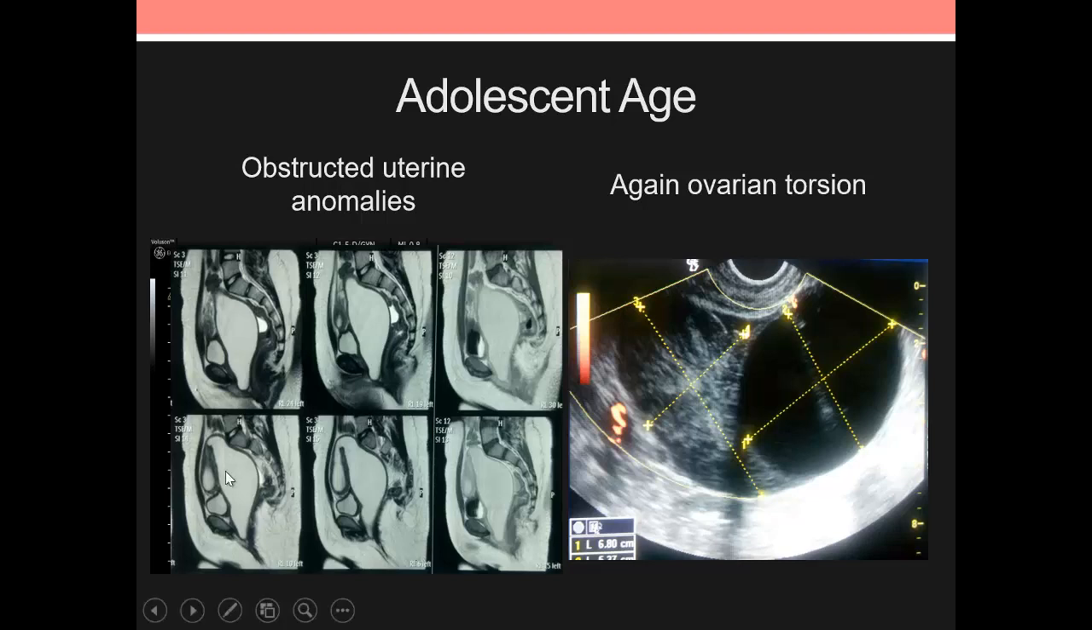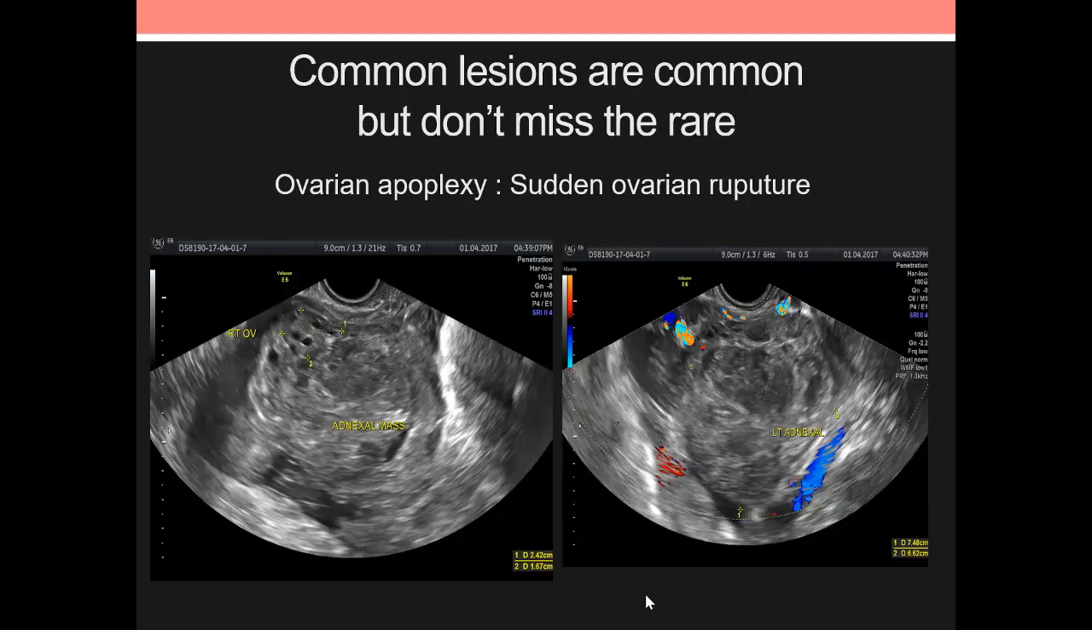Again, this is a case of ovarian torsion. There is a cyst, and this is the ovary, devoid of vascularity and markedly enlarged. So this cyst initiates ovarian torsion. This is a case of ovarian torsion in the adolescent age group. Common lesions are common, but don't miss the rare. Sometimes this is an acute condition.